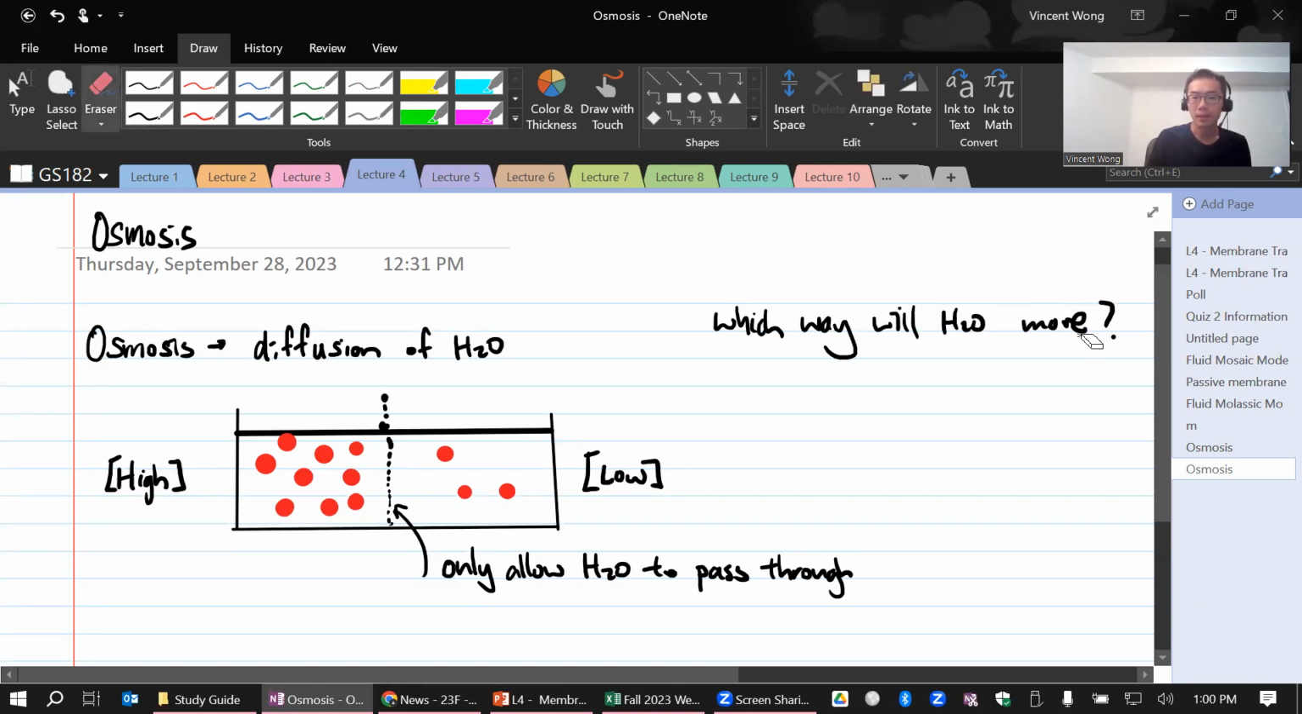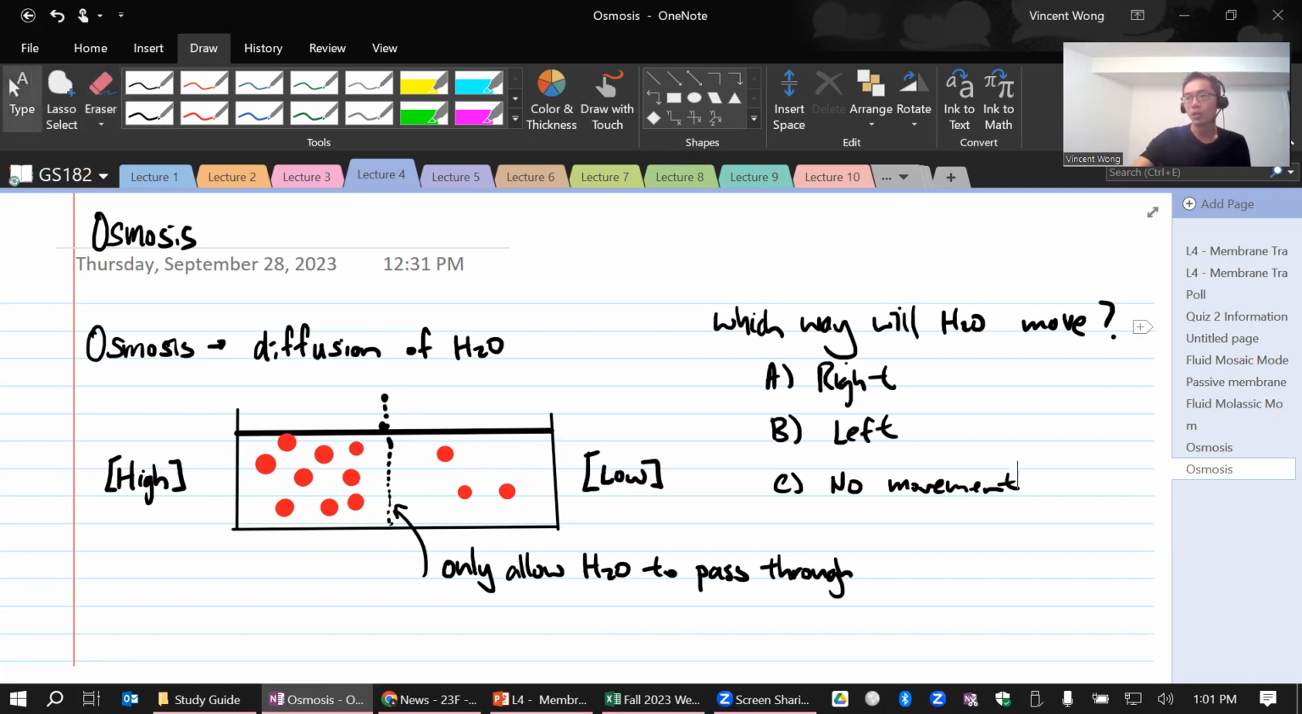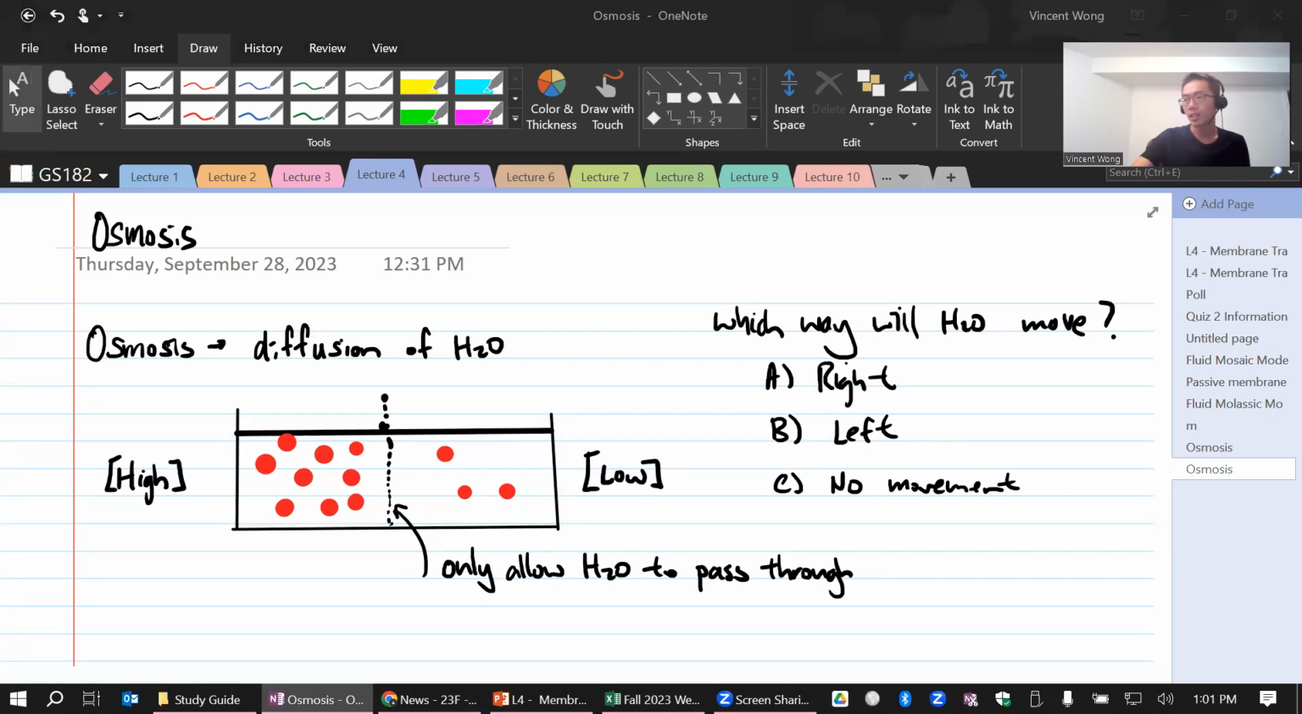Okay. Let's do a poll here. If you think it's going to go to the right, choose A. If you think it's going to go to the left, choose B. If you think no movement, you can choose C. Let me repeat the question. The red circles cannot move because the barrier is blocking it. Only water can move. Which way is the water going to go? That's my question. Okay, please participate.